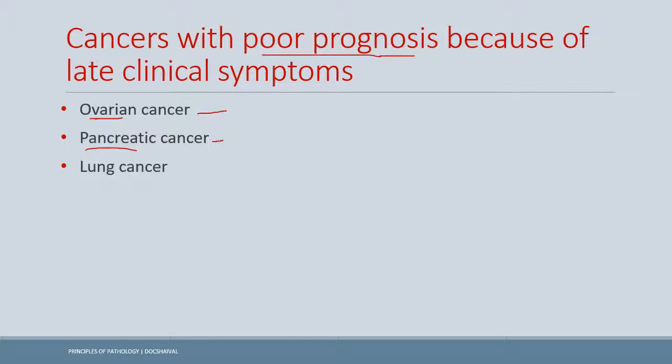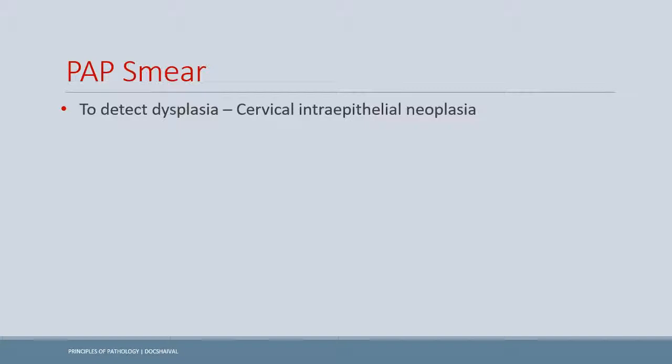Now the lung cancer, similarly, we lack the screening methods, and lung cancer has a very low 5-year survival rate. Okay. Now we are going to see a few examples of the screening methods which are very important to be aware of. Even clinically they are important, and they would come in your exams also.